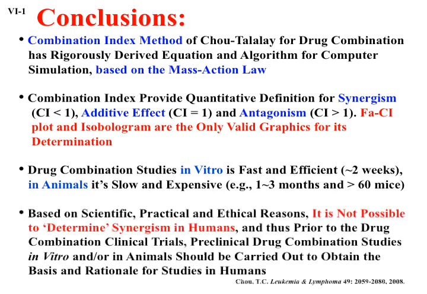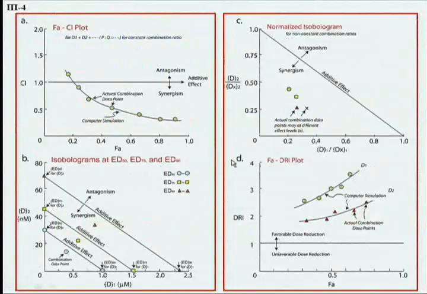Based on scientific, practical, and ethical reasons, it is not possible to determine synergy in humans. And thus, prior to drug combination in clinical trials, preclinical drug combination study in vitro or in animal should be carried out to obtain the basis and rationale for drug combination study in humans. And this is stated in my review article.